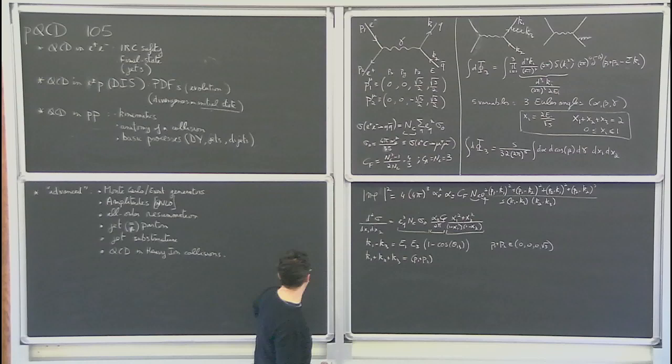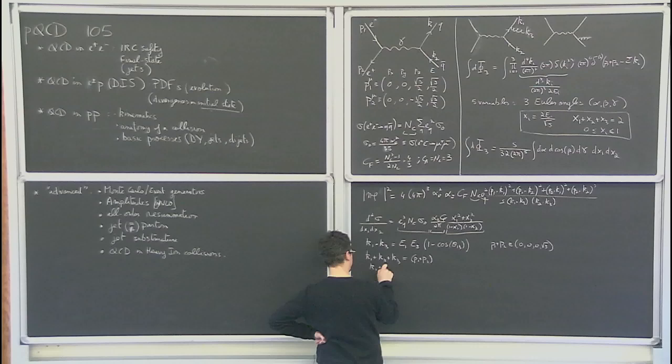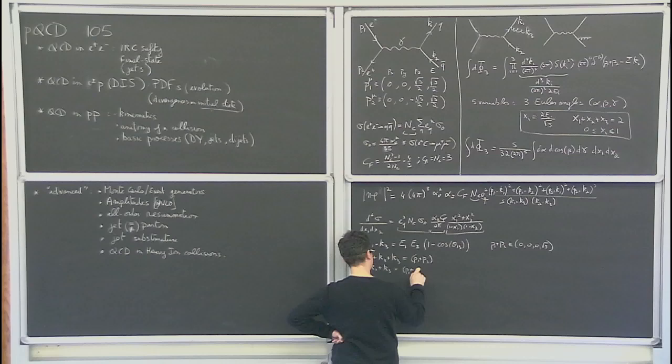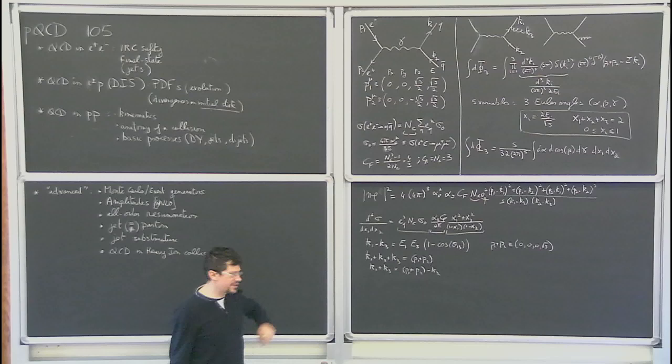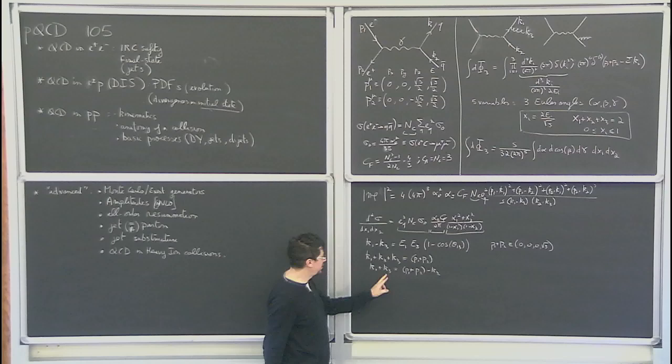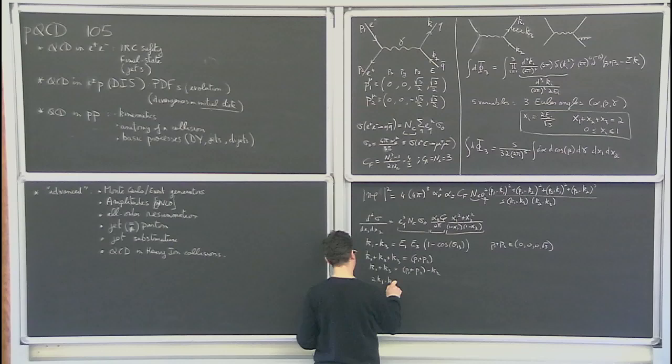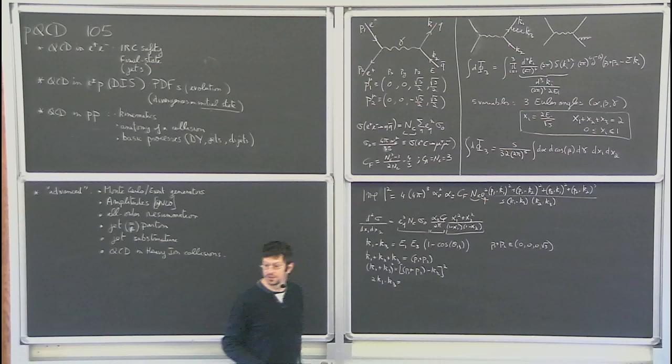I have K1 plus K3, which is equal to P1 plus P2 minus K2. And so if I square this, I'm squaring this left and right, what I'm going to get is K1 squared, which is 0, K3 squared, which is 0, so I'm getting a 2K1.K3 on this side. On the right-hand side, then, what I get is P1 plus P2 squared, that's s.